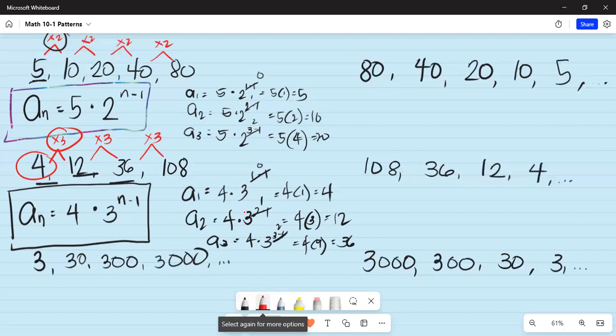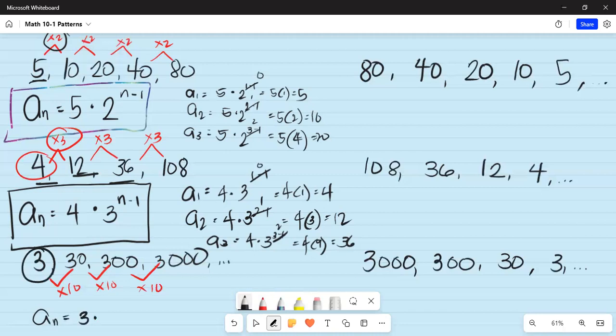Same process goes with the next one. In here, we need to multiply it by 3. Sorry, it's not by 3, but it's by 10, by 10, and by 10. Same process. A sub n is equal to the first term, 3, multiplied by the number being multiplied, that's 10, raised to n minus 1. The process continues like the previous examples.